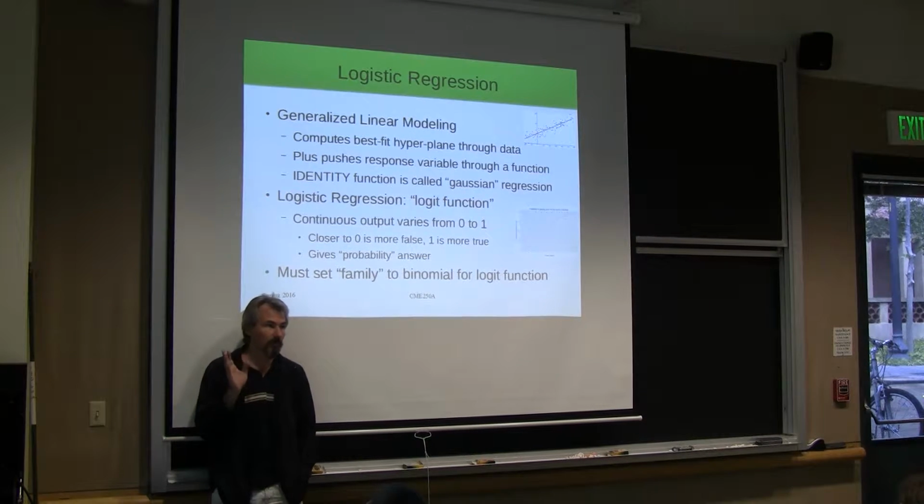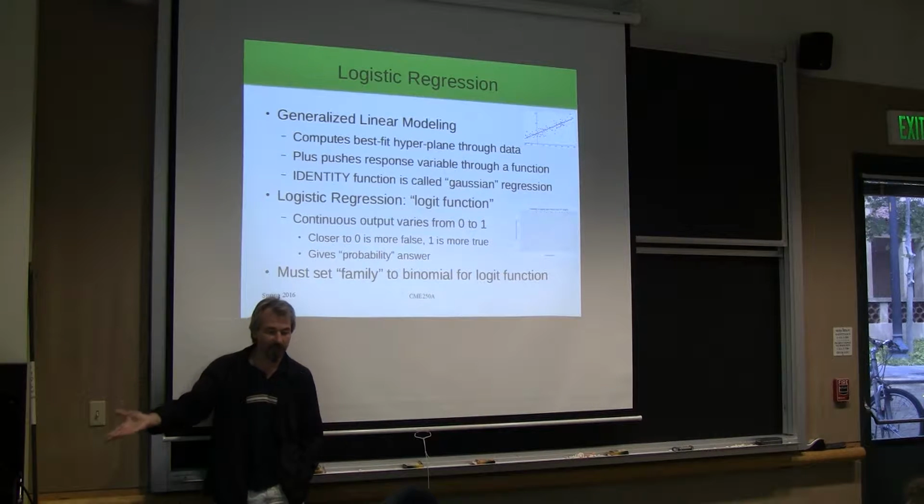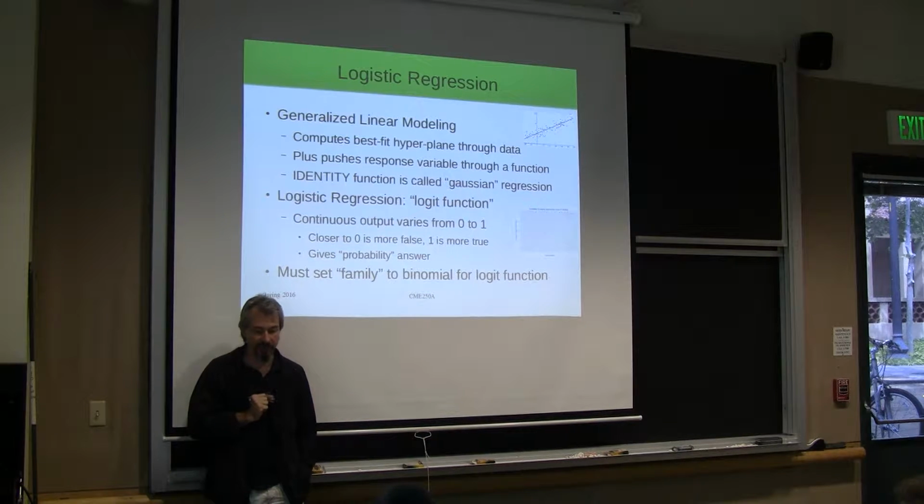But we want to do a logical thing, a true-false. So we push it through a logistic function. The logistic function makes an S curve. And as it goes down towards 0, you're more likely to be false, and if it goes to 1, you're more likely to be true, and you get a probability out of it, right? So it's like 90%, 80%, something like that. Like this is the odds kind of thing.